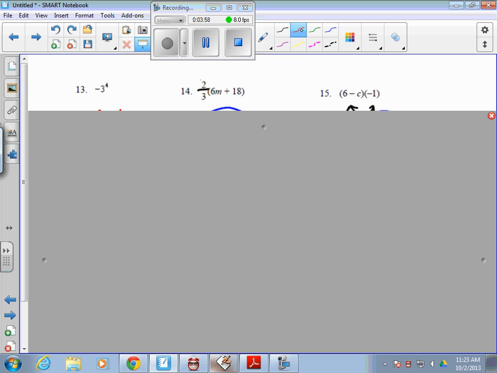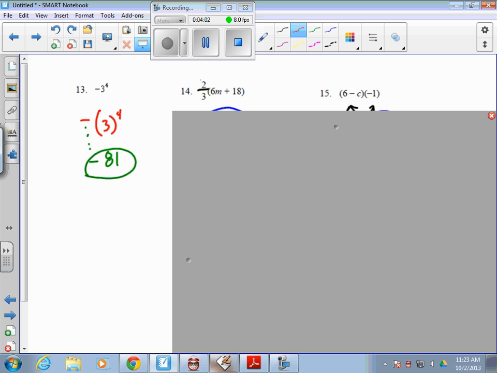13 says negative 3 to the 4th power. That means 3 times itself to the 4th power. 3 times 3 is 9. Times 3 is 27. Times 3 more is 81. And then you bring down the negative number. Never do you multiply negative 3 times itself 4 times because it's not in parentheses.